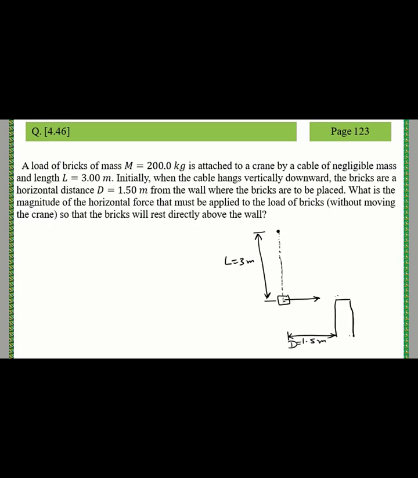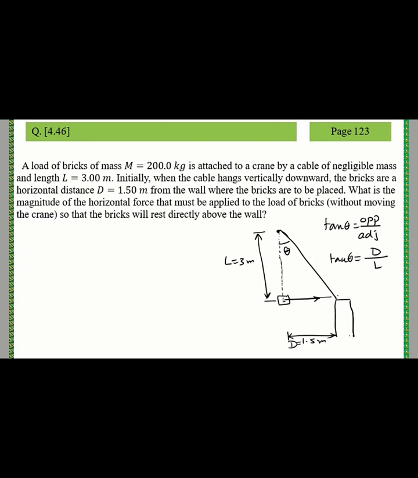Now, when the load reaches the wall, it will make an angle of theta, and we can find theta easily by using D and L. Tan theta, opposite over adjacent. The opposite is D, the adjacent is L. This is tan theta.